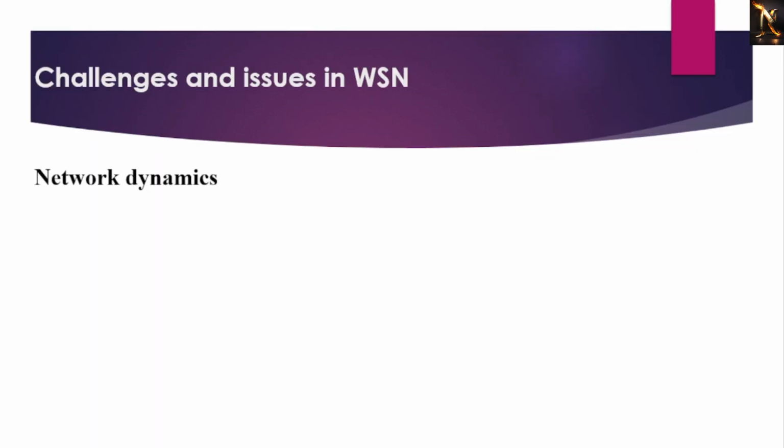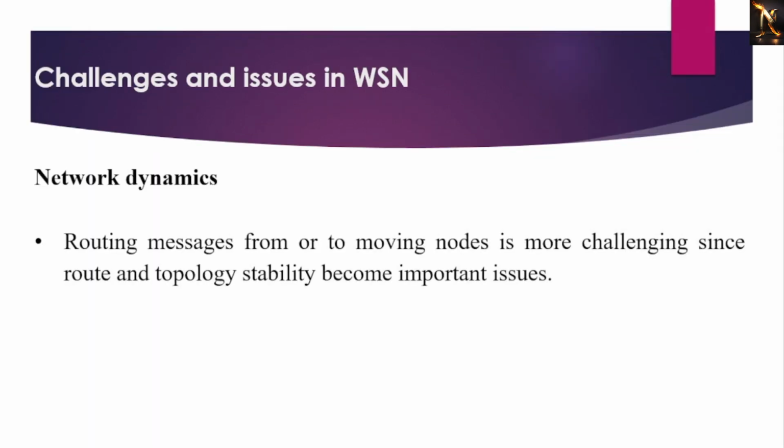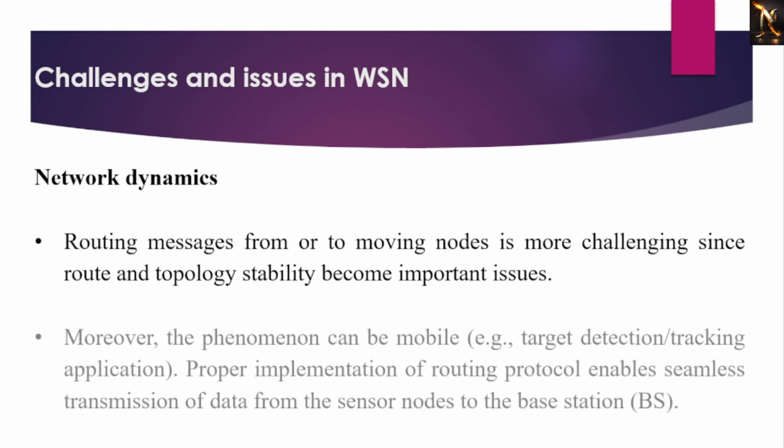Furthermore, routing protocols designed for sensor networks should possess scalability to efficiently respond to environmental events. Routing messages to or from mobile nodes poses increased challenges due to the significance of route and topology stability. This complexity is particularly pronounced in scenarios involving mobile phenomena, such as target detection or tracking applications. Effective implementation of a routing protocol is essential to ensure the smooth transmission of data from sensor nodes to the base station, BS.